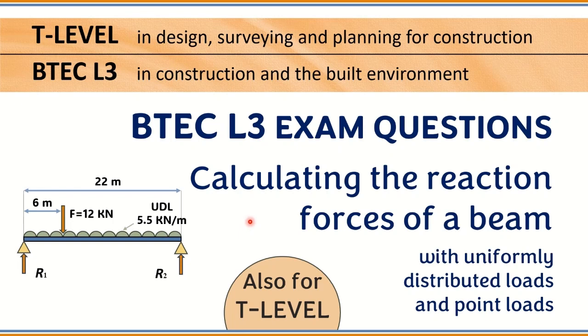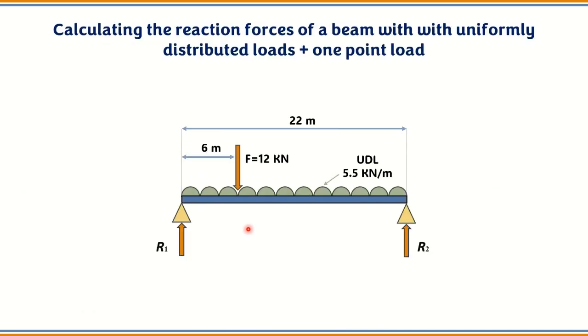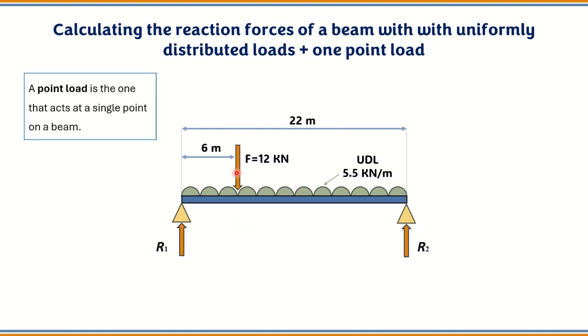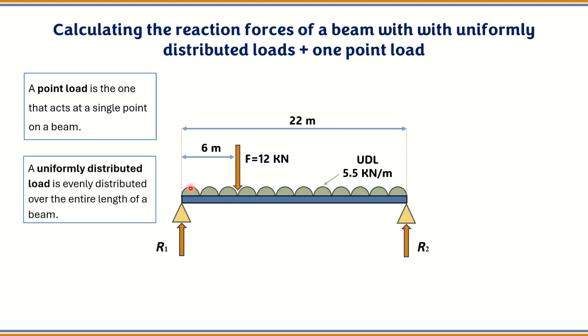In this video, we are going to calculate the reaction forces of a beam with uniformly distributed loads and a point load. This is an exam question from January 2021. On this beam, we have a point load that is acting at a single point, and we also have a uniformly distributed load of 5.5 kilonewtons per meter that is acting over the entire length of the beam.